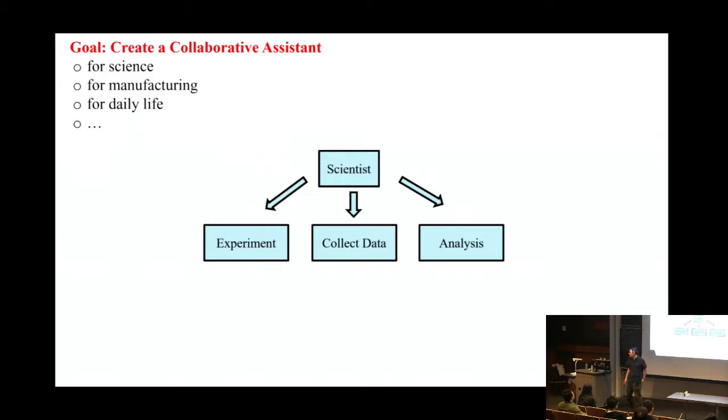This slide is about my goal, what I would like to do. So the goal is to create a collaborative assistant, generally for science and also for manufacturing and for daily life as well. So this is the general framework of how traditional scientists work. They have a problem in their mind, and then they have to design the experiments. They have to think of what data to collect and how to analyze that data. And I would like to help scientists to use machine learning for all of these boxes here.